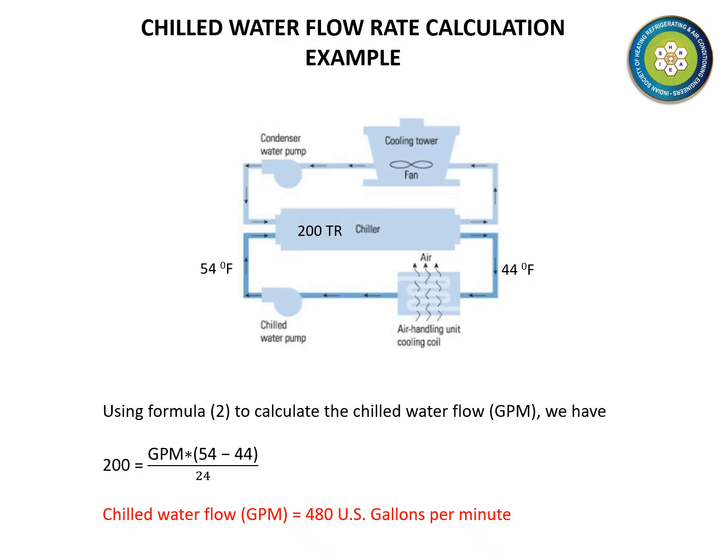On this slide is shown a 200-ton chiller with chilled water inlet temperature of 54 degrees Fahrenheit and outlet temperature of 44 degrees Fahrenheit. Using formula 2, the chilled water flow rate is 480 US gallons per minute.